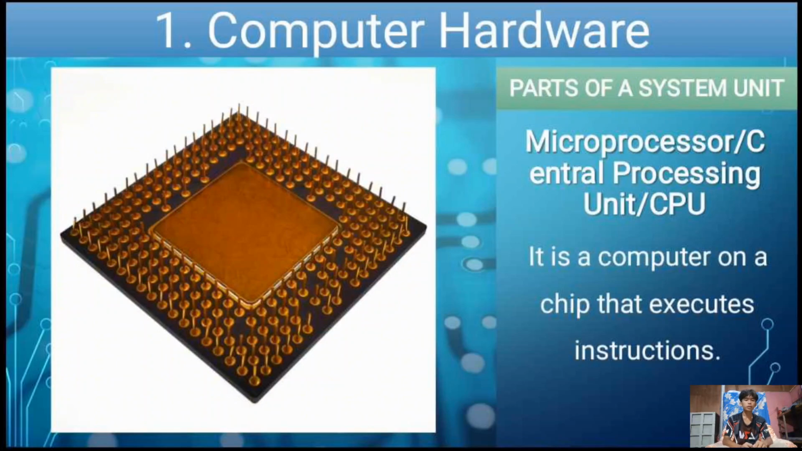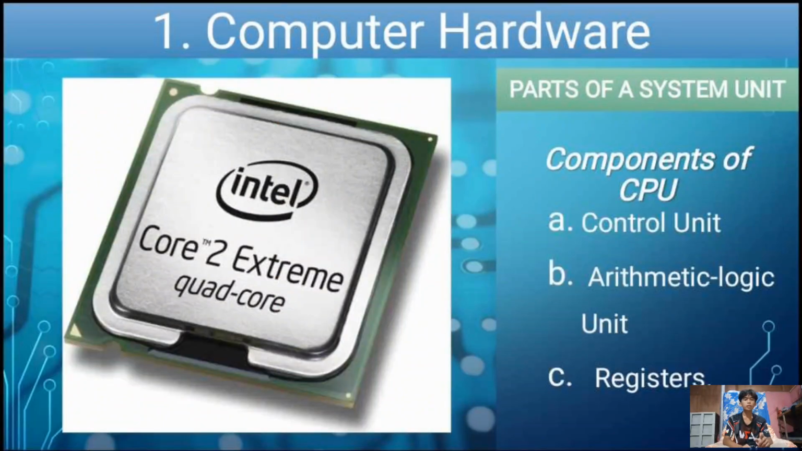Microprocessor or central processing unit or CPU. It is a computer on a chip, and it is the device which actually executes the instructions. Components of the CPU: the control unit coordinates and controls all parts of the computer system. The arithmetic logic unit performs arithmetic or logical operations. Registers temporarily store the most frequently used instructions and data.